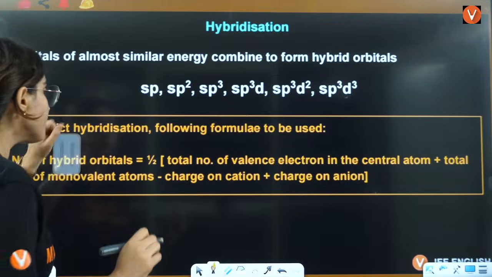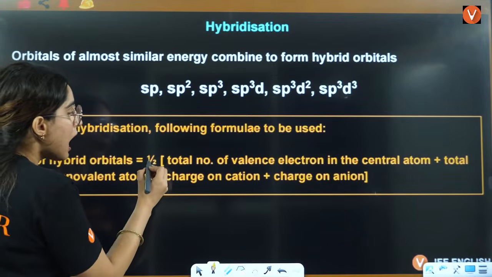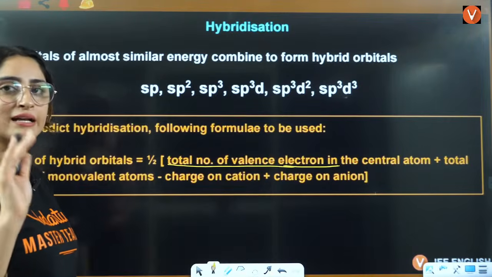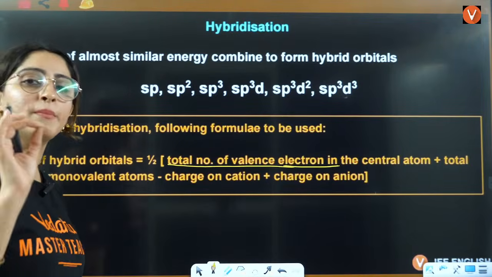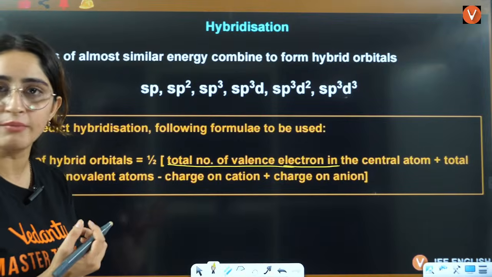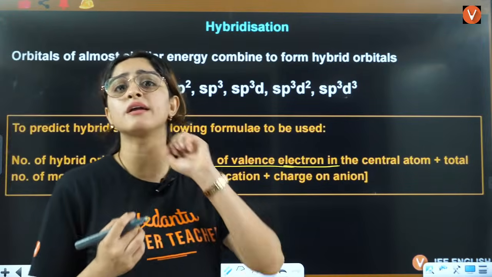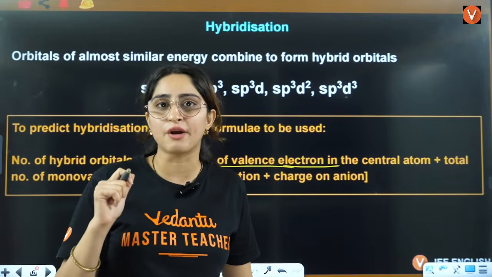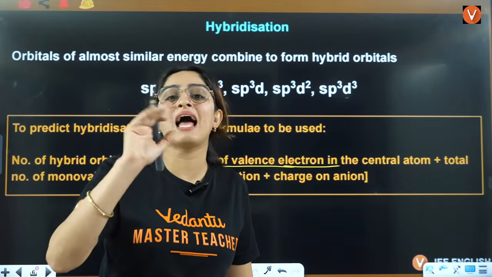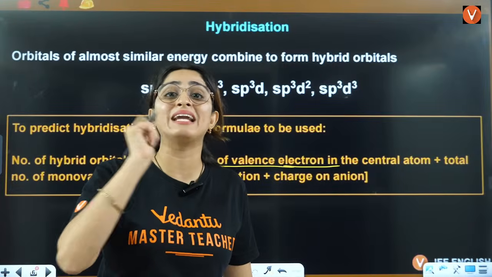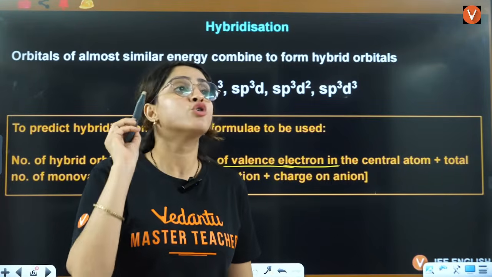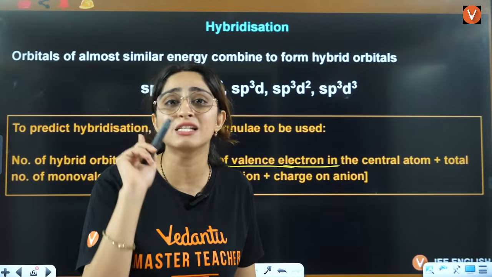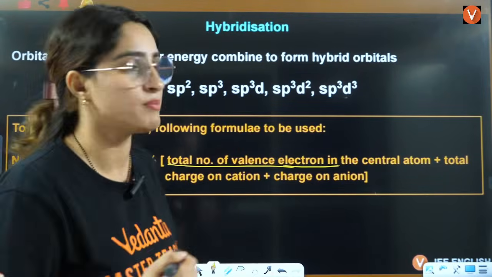Let's see how. It says that half into total number of valence electrons in the central metal atom. The number of electrons in the central metal atom, like nitrogen has 5 valence electrons. Oxygen has 6 valence electrons. Group number 17 has 7 valence electrons. Group number 18 has 8 valence electrons. Group number 13 has 3. Group number 14 has 4. Group number 15 has 5. That's how you can remember, right?